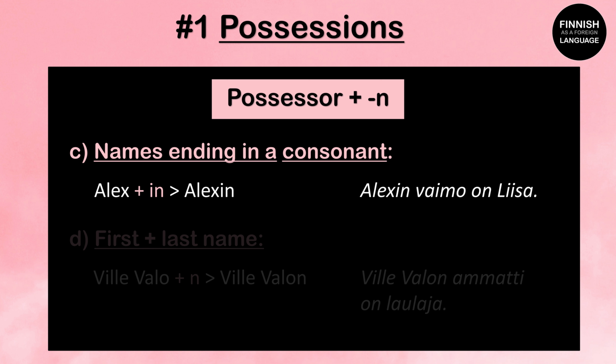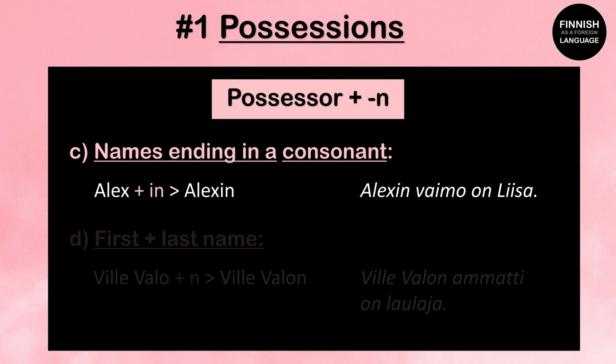Next one. Then we also might have names that are ending in a consonant. For example, the name Alex. Here we have to add in to the name, so Alex plus in will be Alexin, which means of Alex. For example, Alexin vaimo on Lisa means Alex's wife is Lisa. Alexin vaimo means Alex's wife or the wife of Alex, and on Lisa means is Lisa. Let's repeat. Alexin vaimo on Lisa.